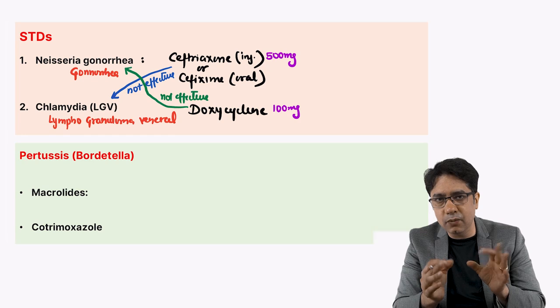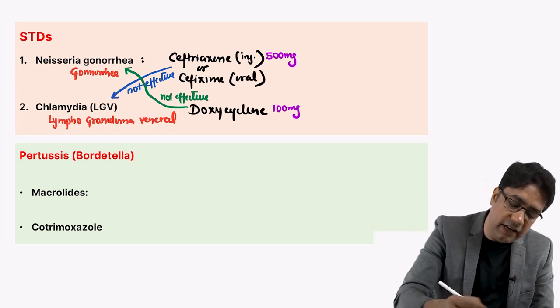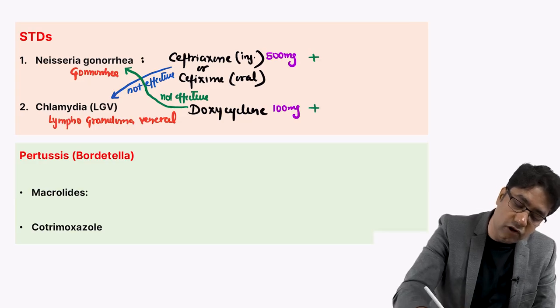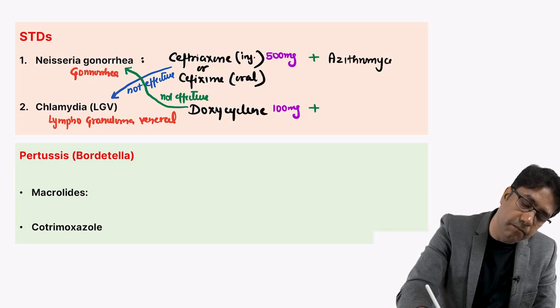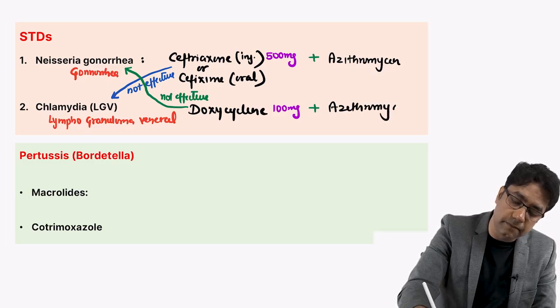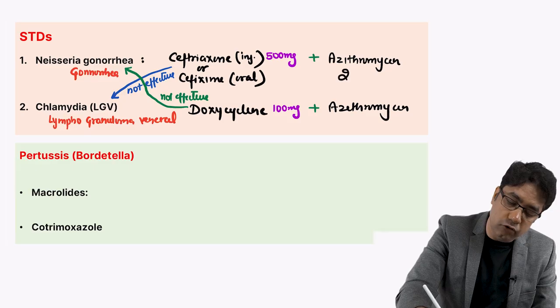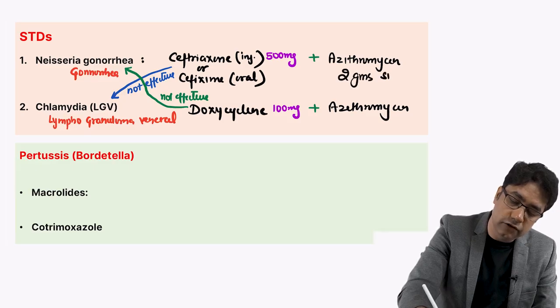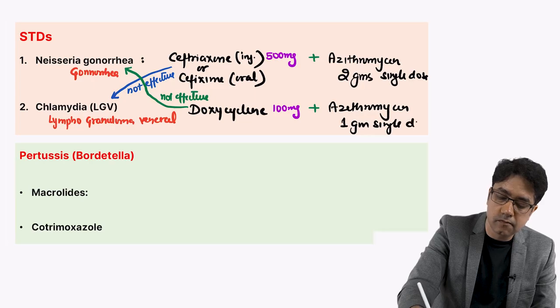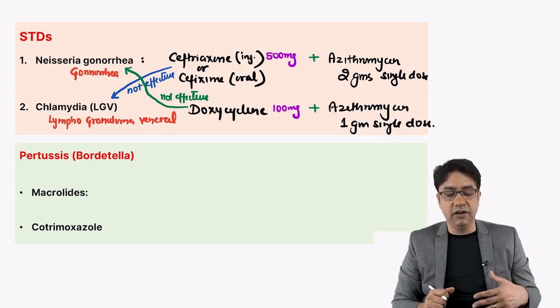That is why we add one drug. The drug we add, which is effective in both cases, is azithromycin. So azithromycin is effective in both cases. Now, what is the dose of azithromycin? For gonorrhea, we give 2 grams, single dose. And for chlamydia, we give 1 gram, single dose. So this is the treatment of all STDs.